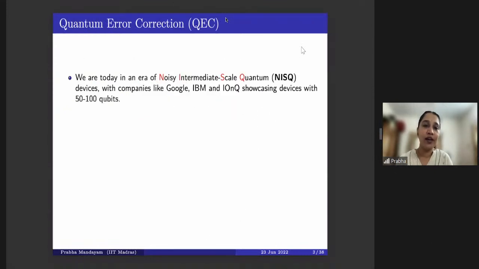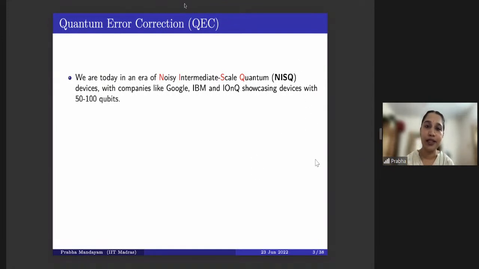Okay, so today we are in an era of so-called NISQ devices. I'm sure there are several talks in the school which have mentioned this terminology. So these are noisy intermediate scale quantum devices, right? The devices that we see companies like Google and IBM and IonQ and Xanadu. So we now have a plethora of companies that are making quantum bits from different architectures. And they're all showcasing devices with about 100 qubits today. But these are all noisy qubits.